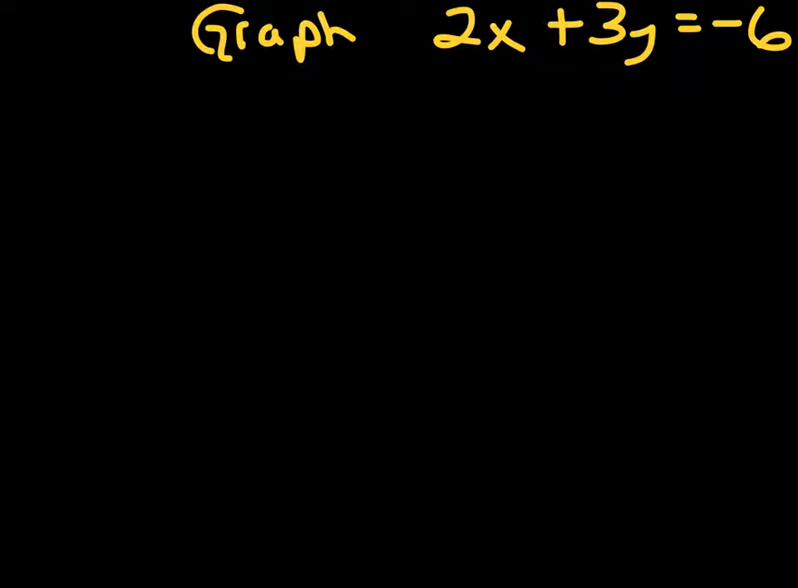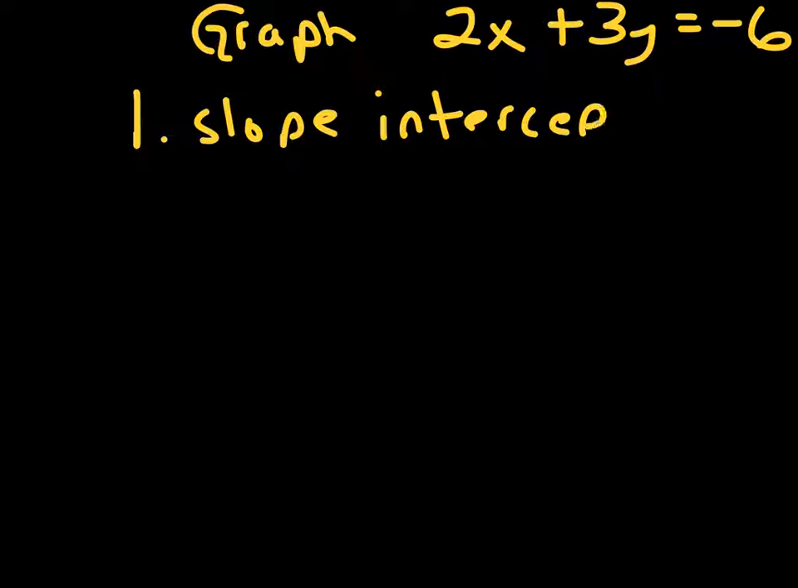All right, so here's example number 1. In example number 1, you'll notice that we have standard form, ax plus by equals c, or 2x plus 3y equals negative 6. The directions want us to graph this. Step 1, in order to graph an equation that's in standard form, is to put it in slope-intercept form. So we're going to rewrite this equation so that it's in slope-intercept form.